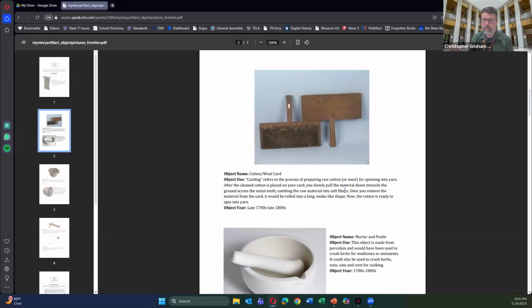For example, cotton has the seeds or the husks, things like that, the dried out leaves. You want that out of there, but you also want all the fibers combed in one direction so you can then turn around and spin that into yarn or thread, things like that. These are made out of wood with metal teeth, usually kind of on the flat sides.